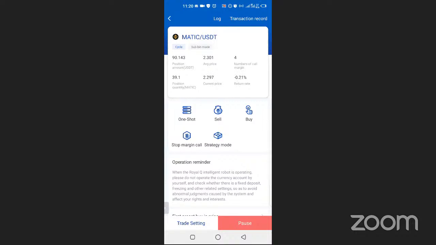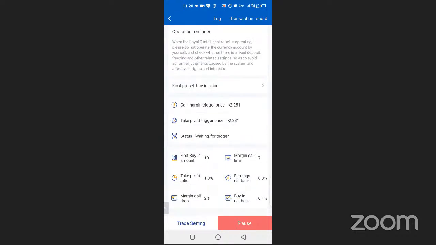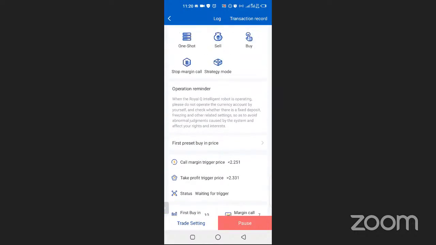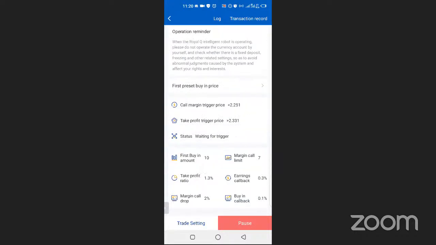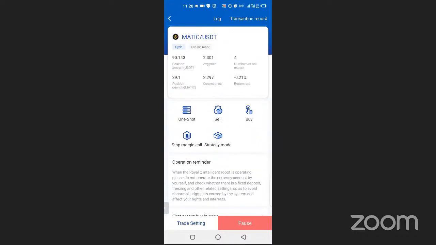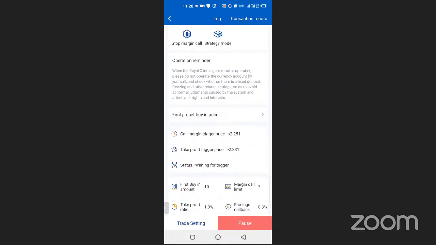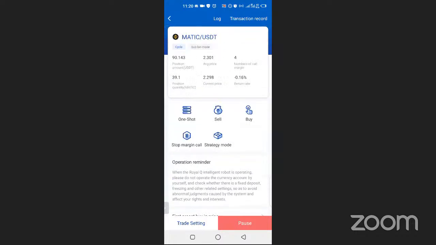If we look at the profit trigger price, which is 2.331, and we look at the average price and the current price, the current price is at 2.298. Against 2.331, it means sooner than later, this bot can be able to sell off. You understand? So it is playing there.